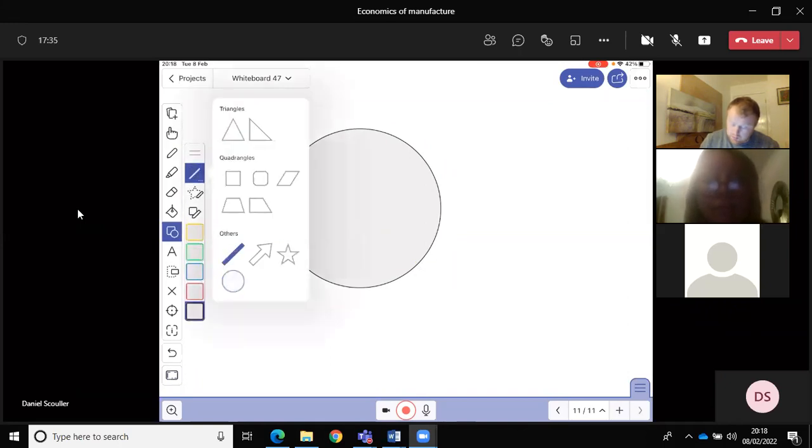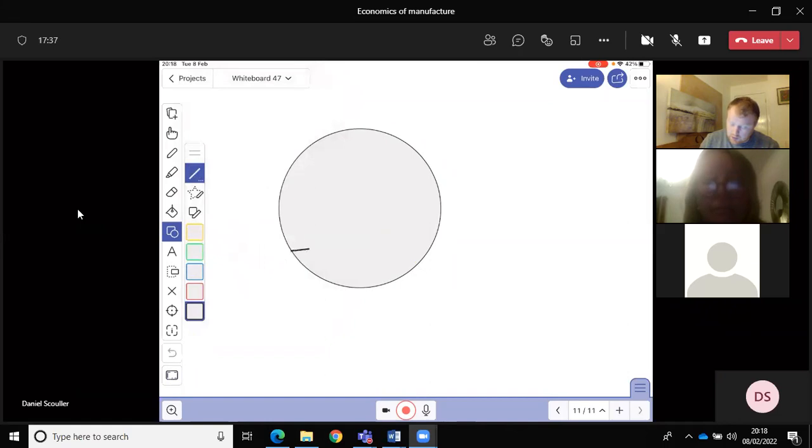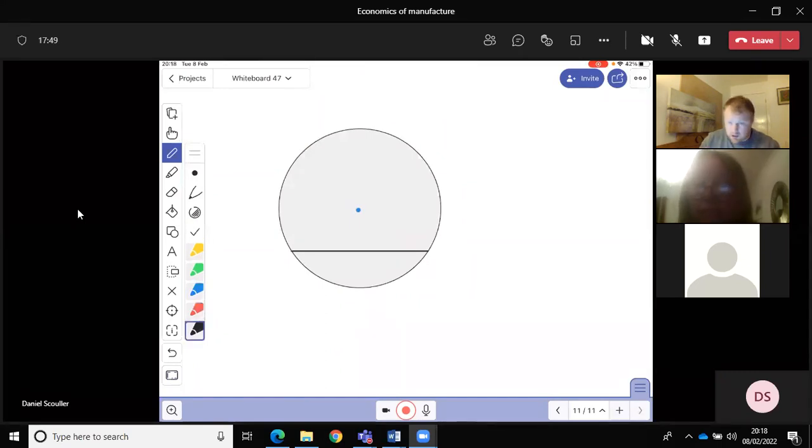Draw a chord. Draw it down the bottom this time. Indicate on our circle where the center is. And then the question will have more to it, but it will give you the information of this height. So that's 8 centimeters. From the chord to the top of the circle, it says 8 centimeters.